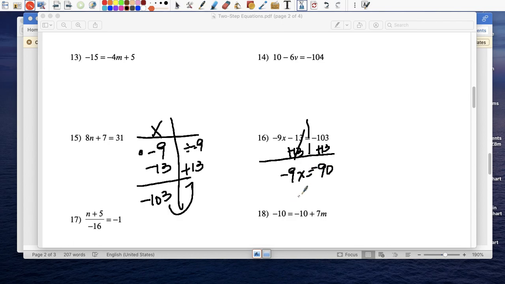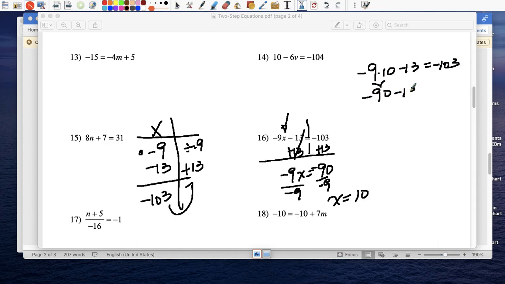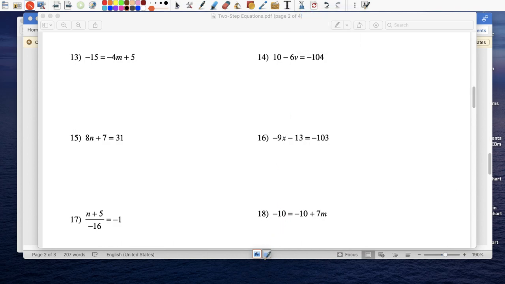Negative, by the way. And then divide both sides by negative 9. And x equals positive 10. Let's see if that works. 9 times, and I'm replacing this x with 10, that's negative 90, right? And these two minus 13 equals negative 103, and yes, we are good.